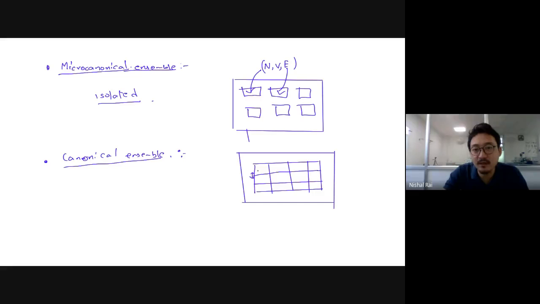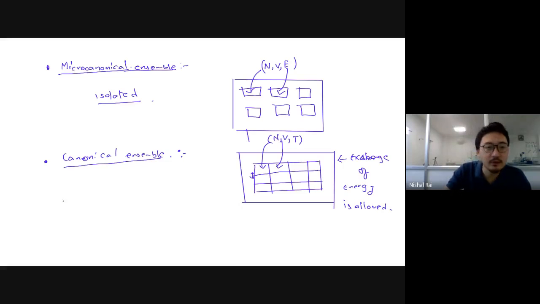This was completely isolated. These are in contact with each other. These are usually in thermal contact. This is usually the kind of ensemble which we will be using. So over here, energy is being exchanged, but what is remaining constant? Your temperature is remaining constant. Clear? So that's why we write in terms of N, V and T. Exchange of energy is allowed. Basically, it was a closed system.